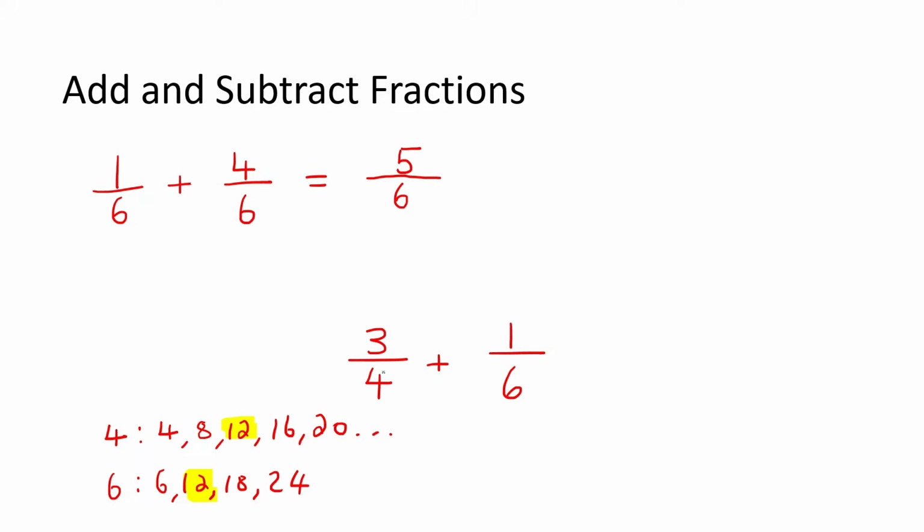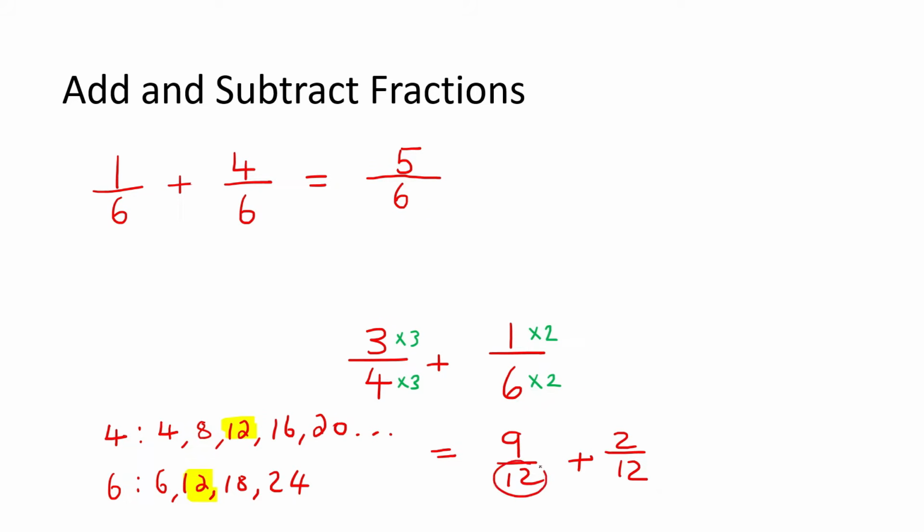So 12 is going to be our magic number. What it means is we are going to make this number become a 12, and we're going to make this number become a 12. How do we do that? Well, to make this number become a 12, you multiply it by 3, and what you do to the bottom, you do to the top. And to make this number a 12, you multiply 6 by 2, and what you do to the bottom, you do to the top. And so now we end up with 9 over 12 plus 2 over 12.